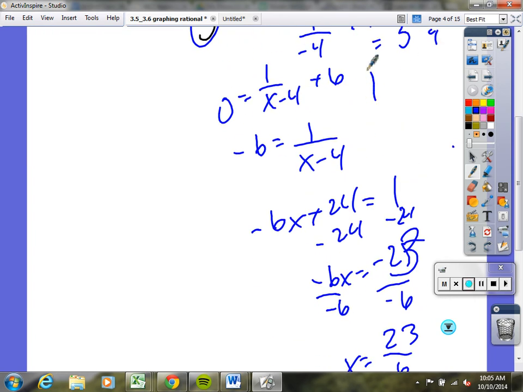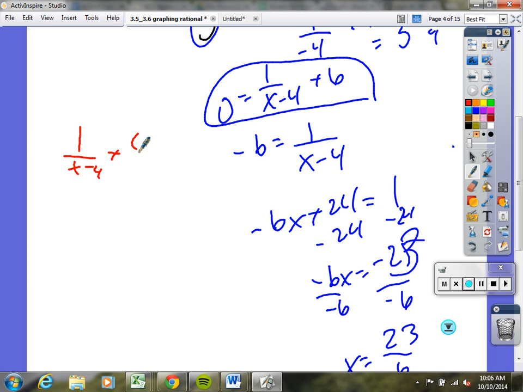Can I come back to this stage right here? I'm going to show you a different way. We'll do it in red over here. Do the common denominator for me really quick, please. So I have 1 over x minus 4 plus 6x minus 24 over x minus 4. What does the top become?